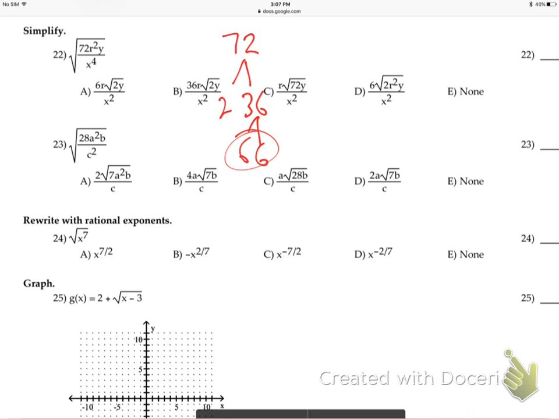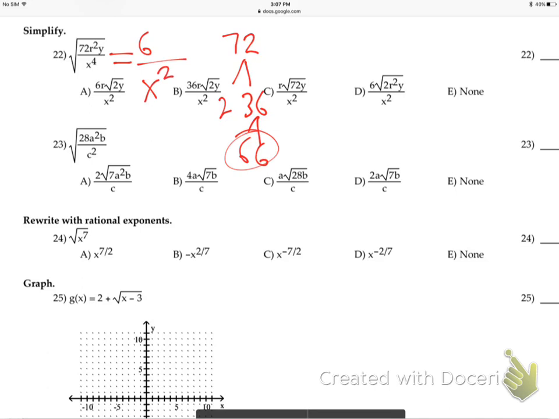So it's 2 for 1, ship out. Now the 6 is coming out on the top because it came from the 72, which was on the top. Keep the top stuff top and the bottom stuff bottom. The bottom's going to be x squared. Remember, you divide the powers by 2.